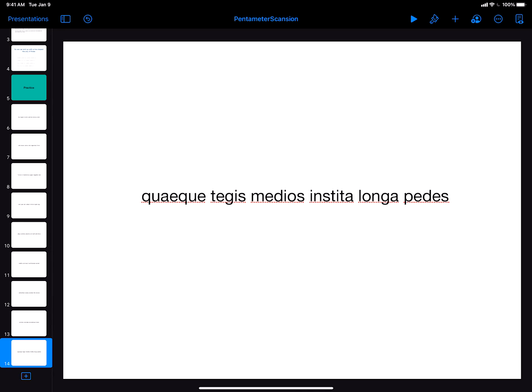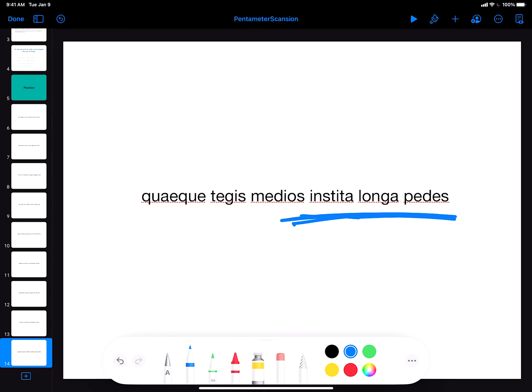And that's it. So lots of examples of the pentameter. Remember, the end of the line, always the same. Long, short, short, long, short, short, and counts as long.